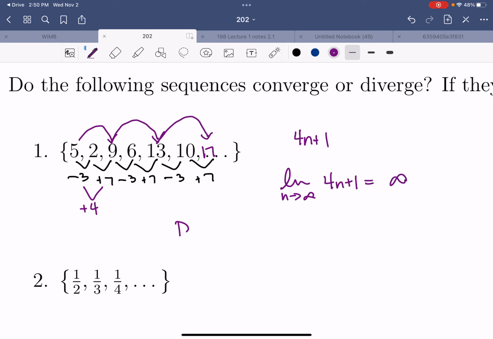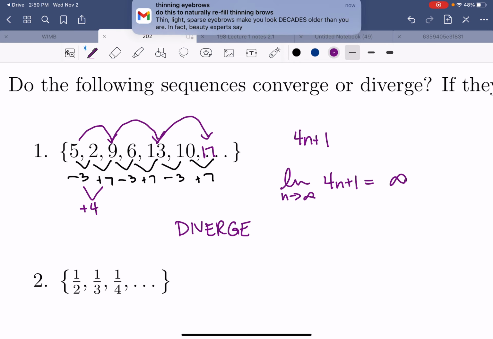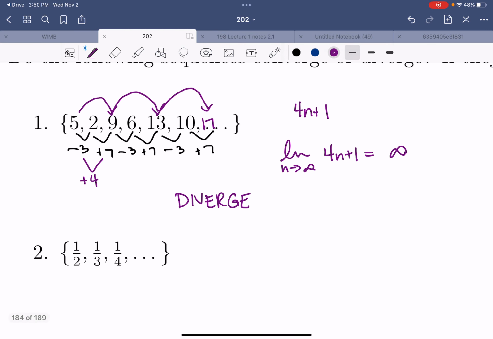And so this one's going to diverge. Typically, things without denominators that are increasing are not going to converge. So this one's going to diverge.